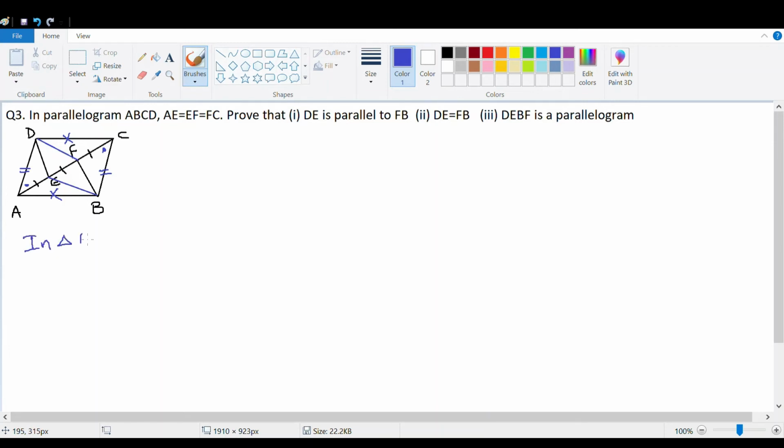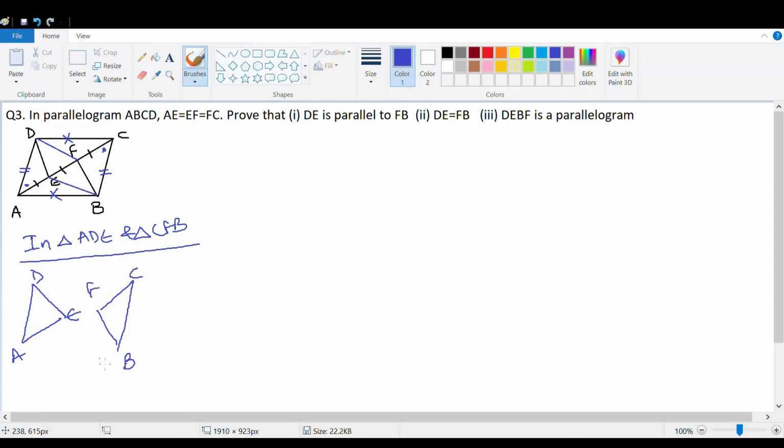So let's start looking. In triangle ADE and triangle CFB, I'll draw a rough diagram for us to understand it more clearly. This is D, E, and A, and this is F, C, B. In this, I know AD and BC are equal, AE and FC are given equal, and I know that angle DAE and angle BCF are equal.